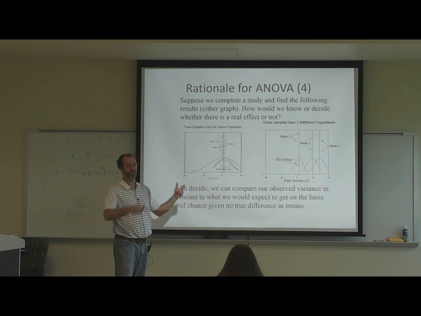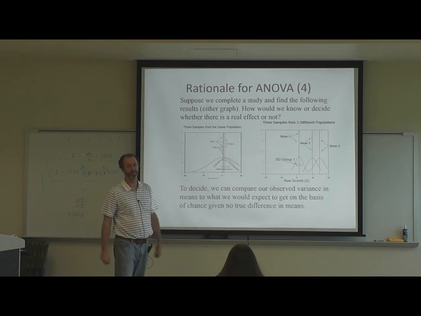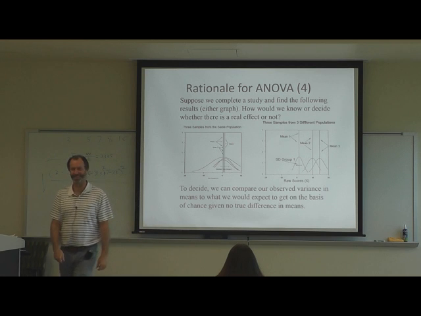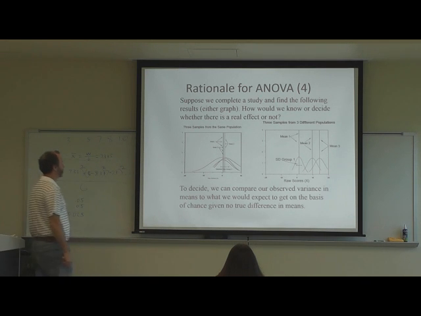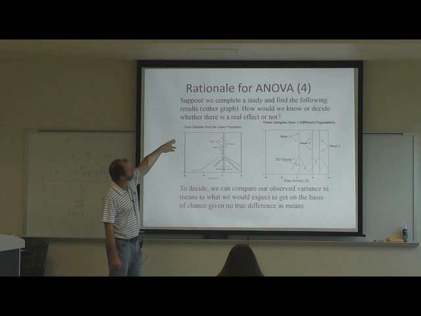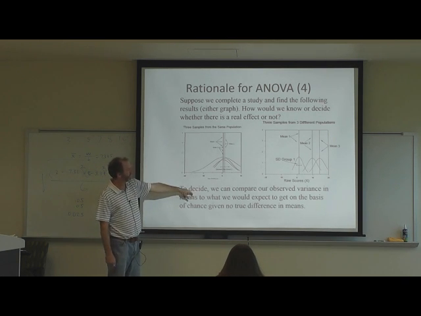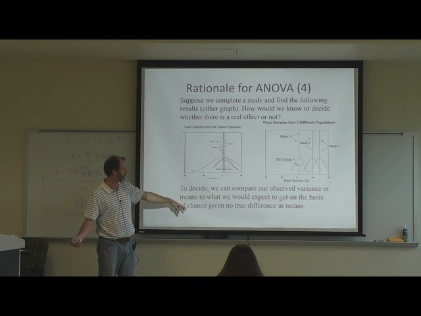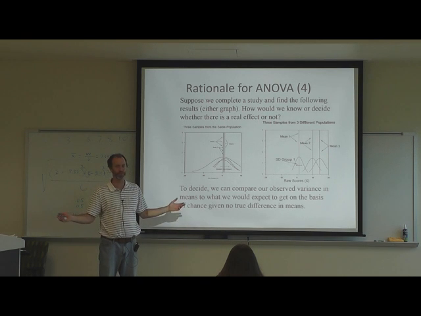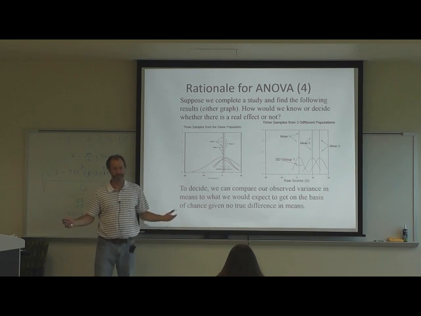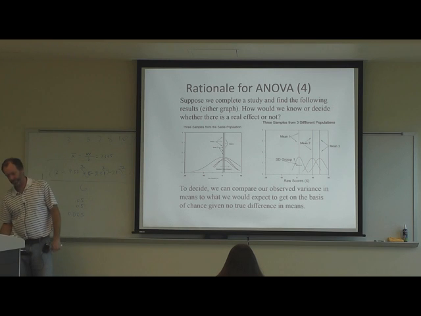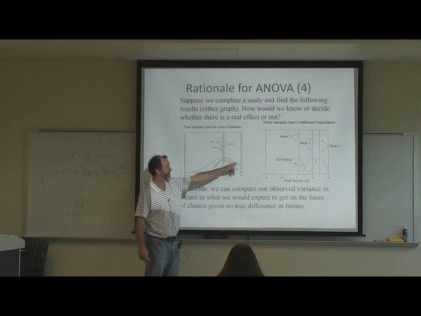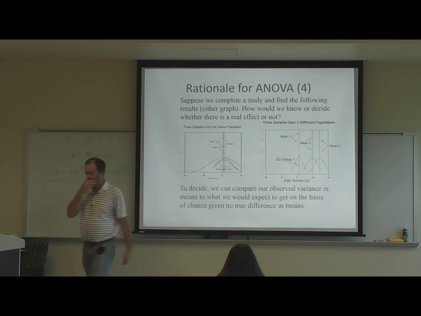But on the exam, I was going to have you look up the T table, the T statistics. So suppose we complete a study and find the following results. Either graph, how would we know to decide whether it's a real effect or not? To decide, you're basically going to compare the observed variance in means to what you'd expect on the basis of chance given the true difference in the means. That's basically the same as a t-test, but with multiple groups. But remember, you're looking at the group means and the group mean variance.